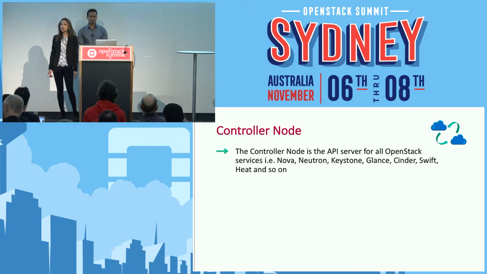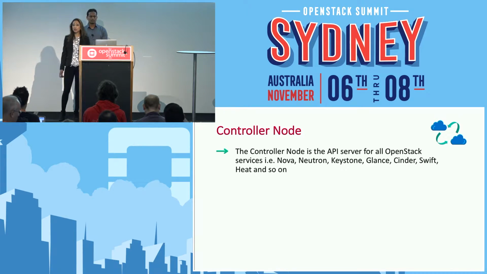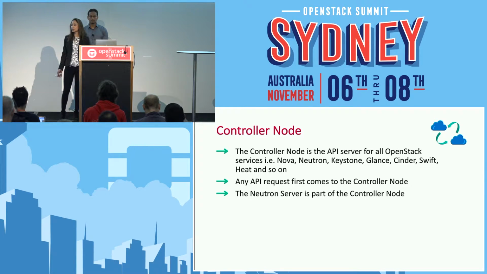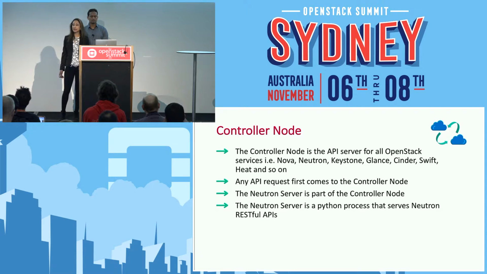So what is the controller node? The controller node is the node that runs all of OpenStack's API services, be it Nova, Neutron, Keystone, Glance, Cinder, Swift, Heat, and so on. All their API services run on the controller node. Any API request for any service first comes to the controller node. As one would guess, the Neutron server is part of this controller node. The Neutron server is nothing more than a Python process that serves Neutron RESTful APIs.